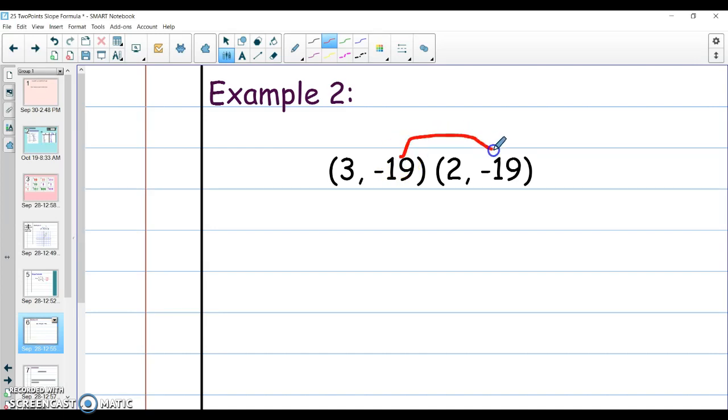And so here we have negative 19, negative 19. Well, the distance between those two puppies is 0. And the distance between 3 and 2 is 1. Remember, it's always change in y over change in x. So I have 0 over 1. So the slope between those 2 points is 0. We'll do one more.